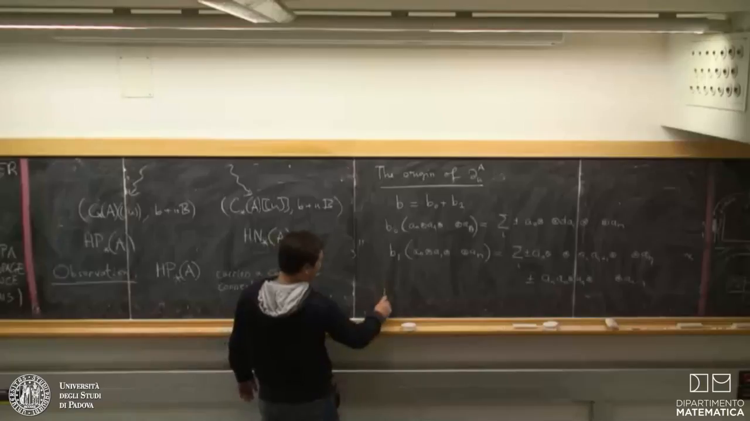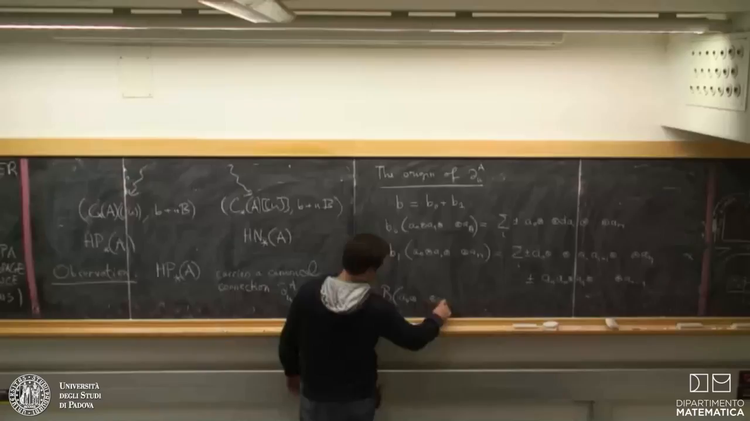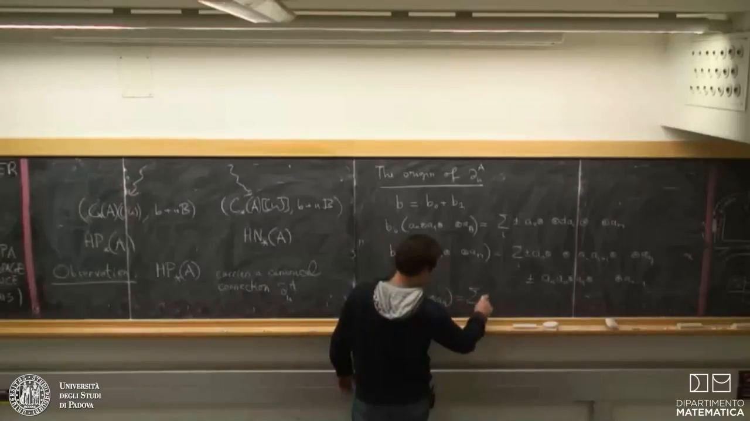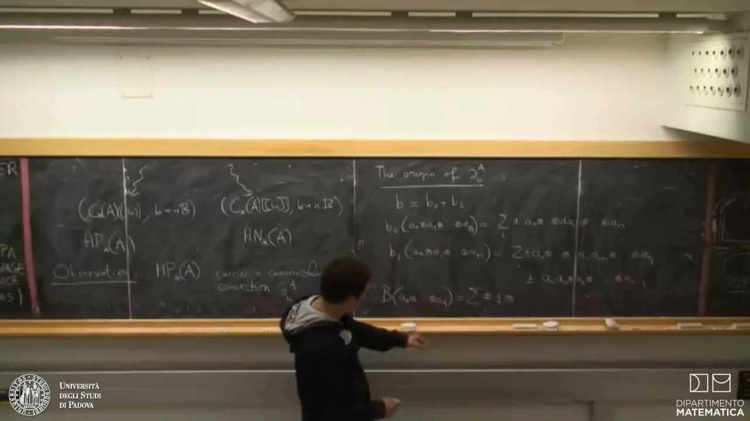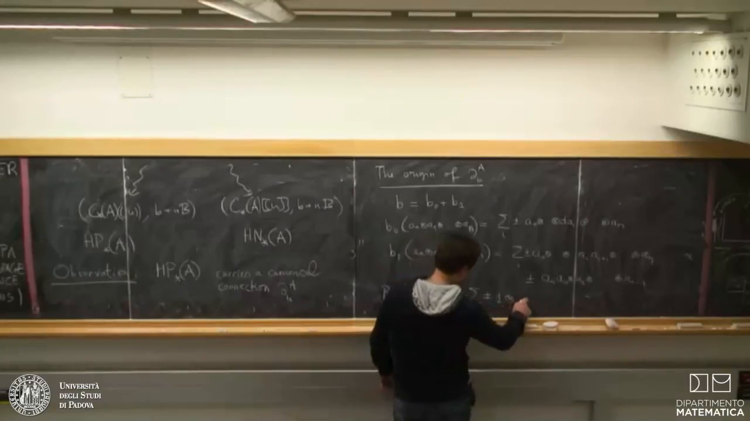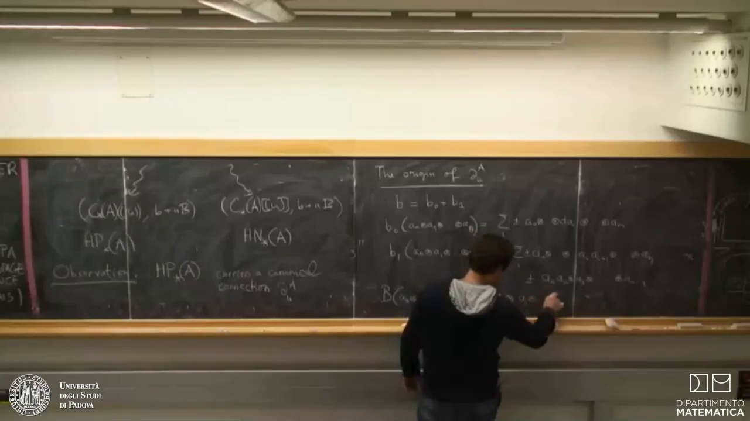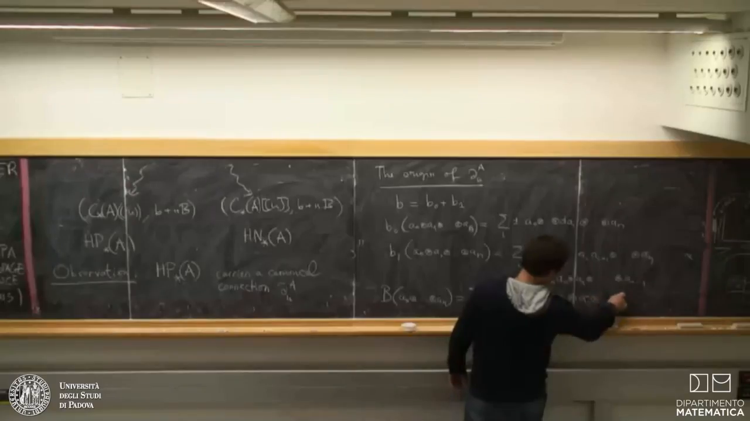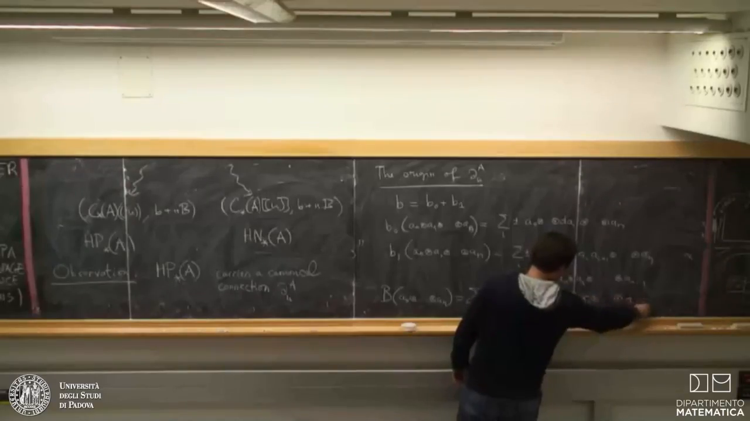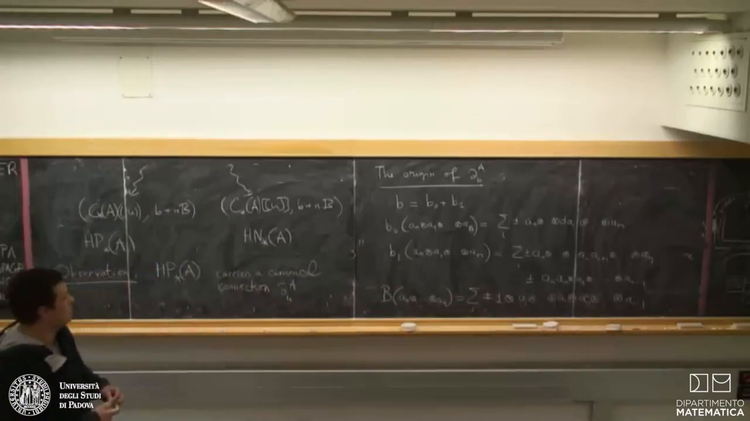And B, the capital B, has the following shape. You take the sum over all possible cyclic permutations of this tensor, and you put 1 in front of every tensor, and you take a sum with some signs.